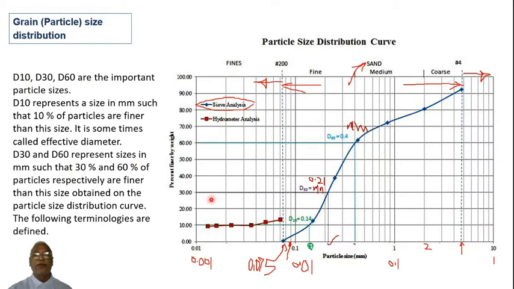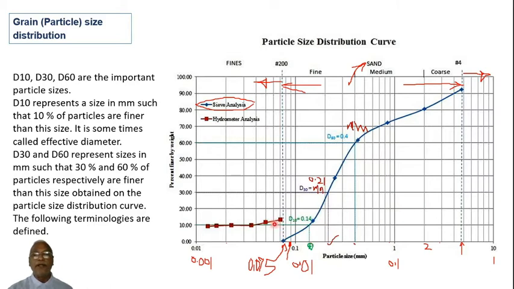One more final comment I'll give. D30 is such a size, here it is 0.21 mm, such that 30% of the soil is lesser than this size. That is the meaning of D10, D30, D60, and whatever you want to call.